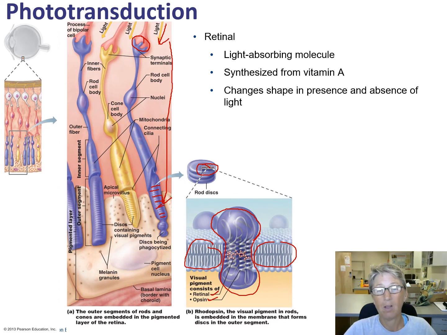Retinal itself is a light-absorbing molecule. This molecule in here, in the cartoon, is retinal. It absorbs light. You can make it from vitamin A. And where do you get vitamin A from? Carrots. And what do you want to eat when you want to see better? Carrots, because they have vitamin A. Vitamin A is used to make this molecule called retinal. And retinal is a molecule that will change its shape in the presence of light and also in the absence of light. So it's a light detecting molecule.